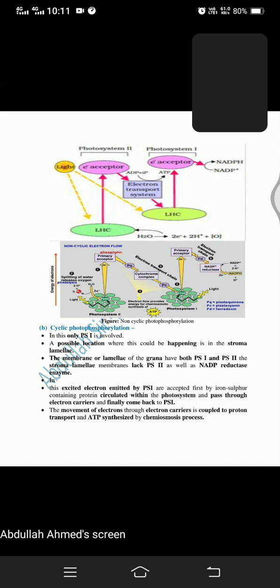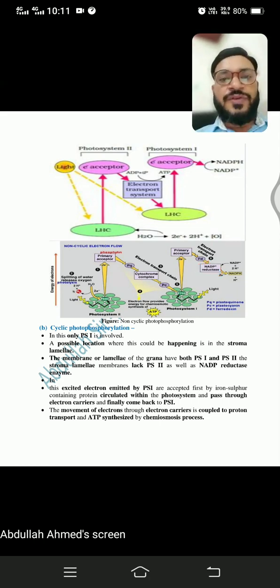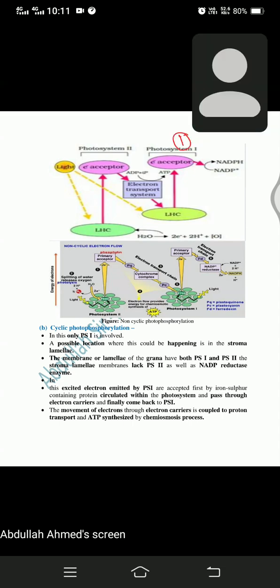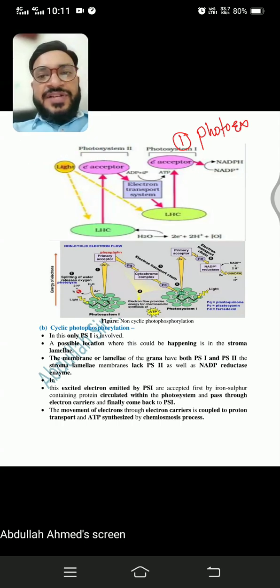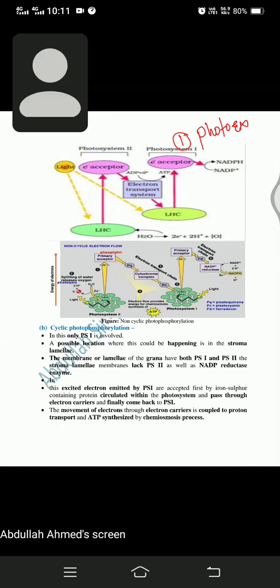So that's all about the light reaction. What is the first step of the light reaction? Photoexcitation. Photoexcitation is chemical excitation. The chlorophyll A of the reaction center is excited, and what is ejected? Electron. What is the second step? Photolysis of water. In this, breakdown of the water molecule happens in the presence of sunlight.